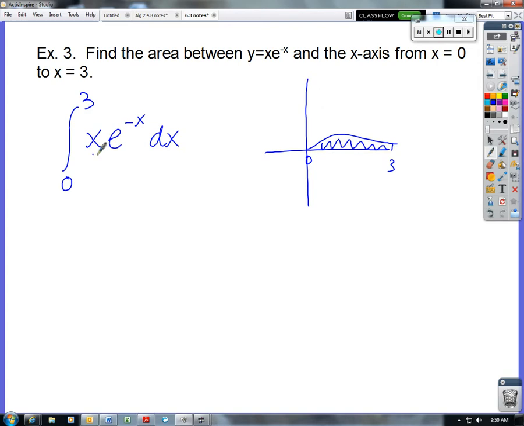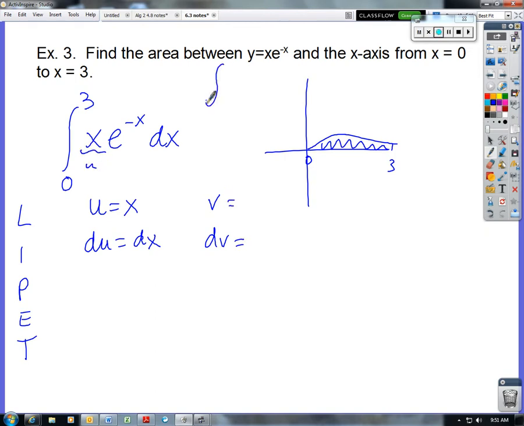I do notice I have a product. I've got a polynomial and I've got an exponential, so let's LIPET. Polynomial before exponential. So the polynomial is going to be our choice for u, once again. Then we're automatically going to do du, which is dx. We're going to have v and dv over here. So this is my u. Let's write the parts formula again. The integral of u dv is equal to uv minus the integral of v du. Say that over and over, get the feel for it.